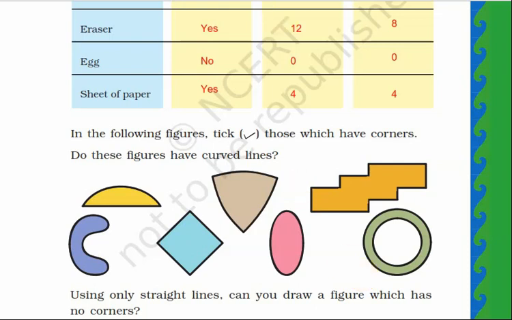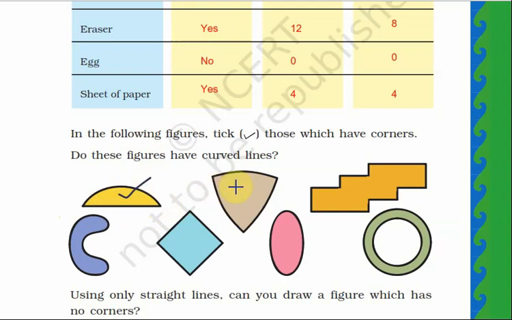Okay, so let us see the first figure. This is the first one. It is the shape of a small semicircle. See, here one curved line, here one straight line. So do these have corners? Yes, you can find a corner here. Here there is one corner, another corner is here. So you have to tick on this figure because it has corners. So tick on that.